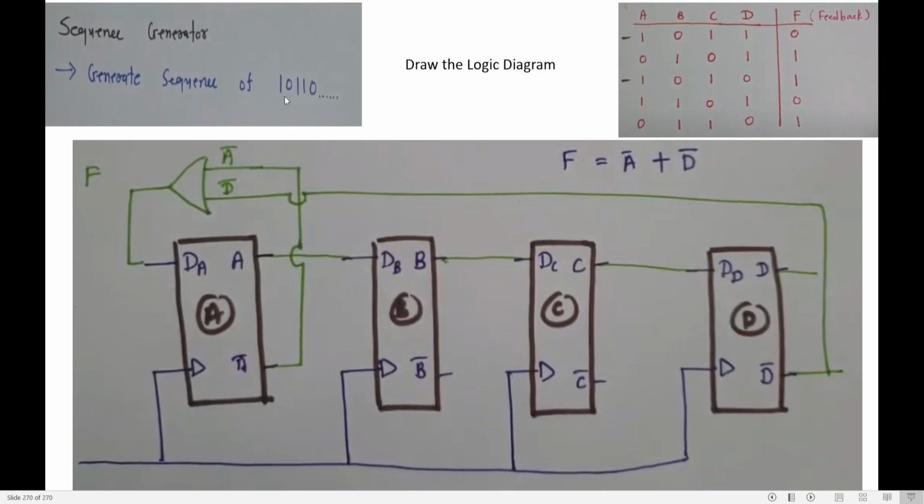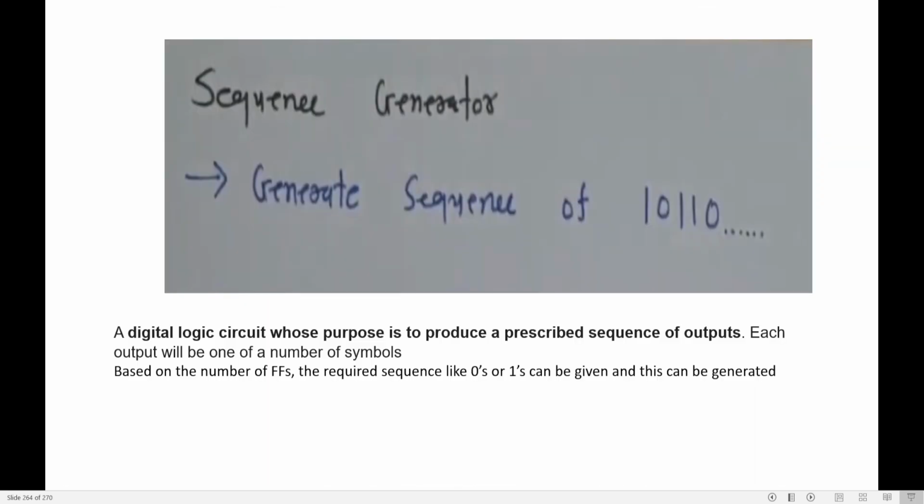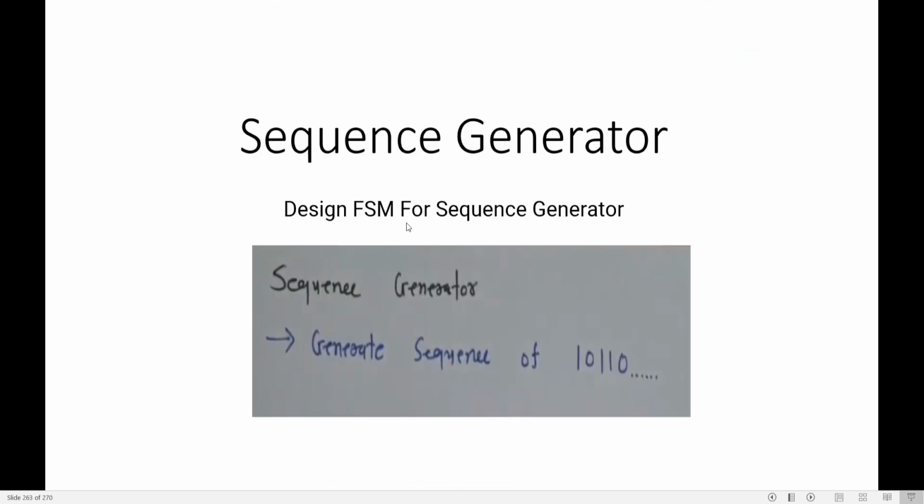In the exam, if they change this pattern, instead of 1 0 1 1 0, if they give 1 1 1 0 0, same procedure, in the place of 1 0 1 1 0, you have to write 1 1 1 0 0. Okay, this is the example to generate a finite state machine for generating a sequence 1 0 1 1 0.